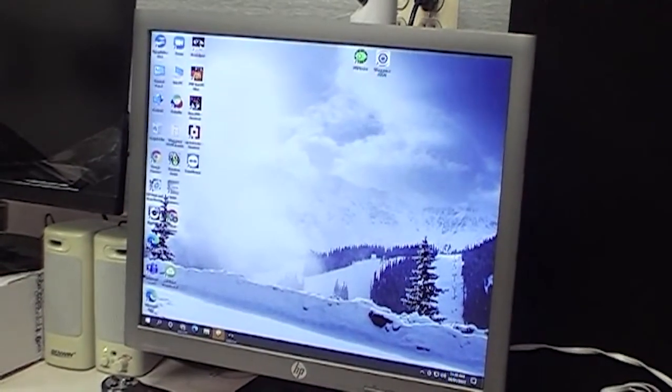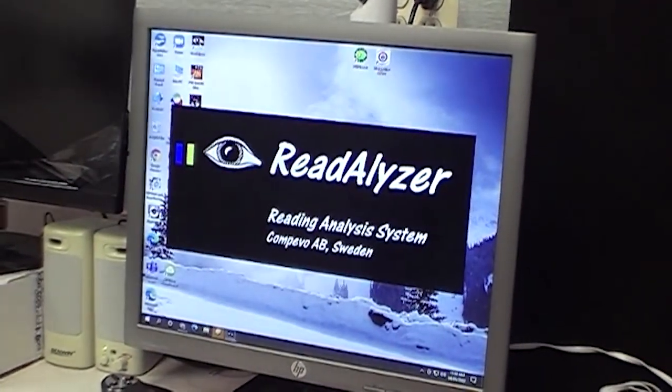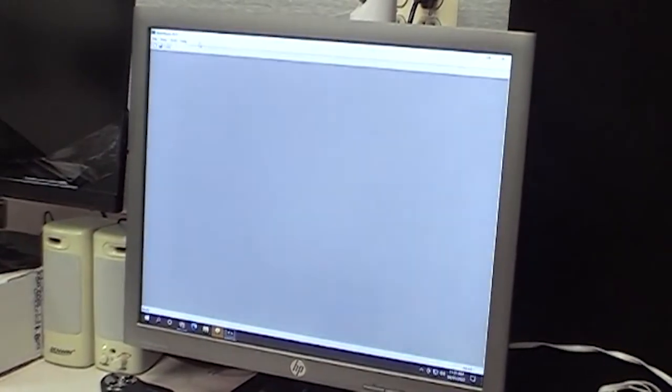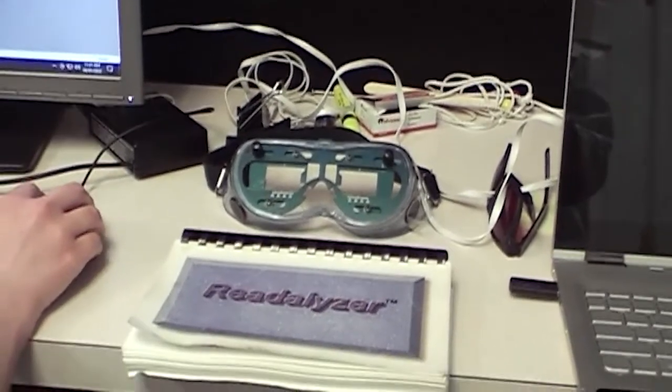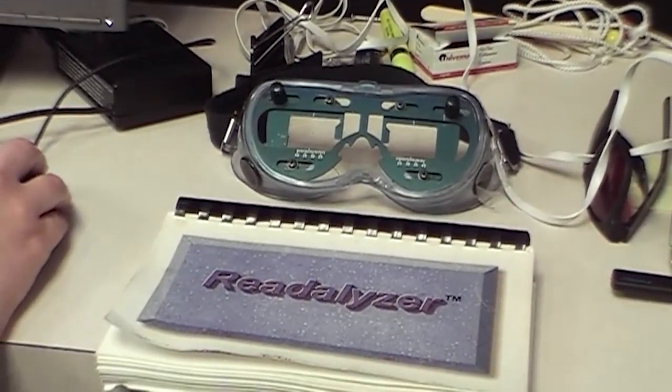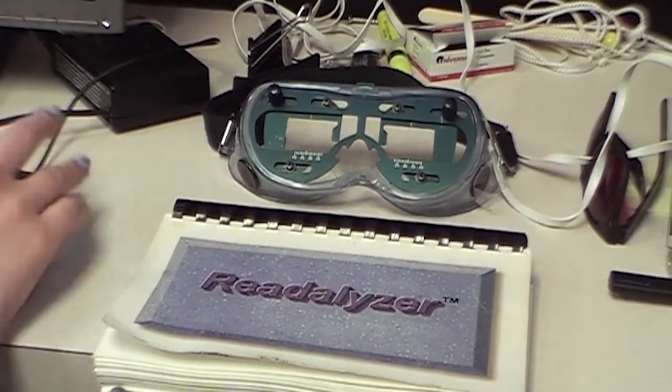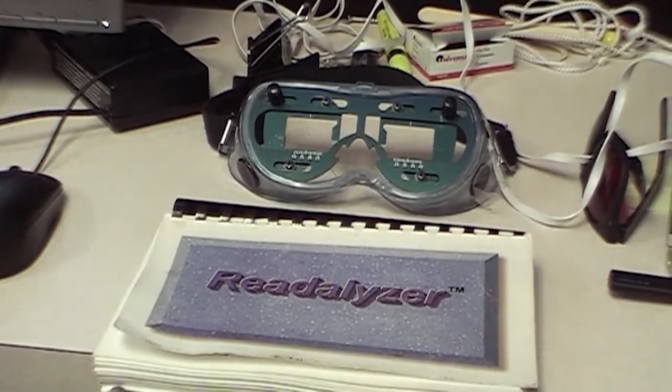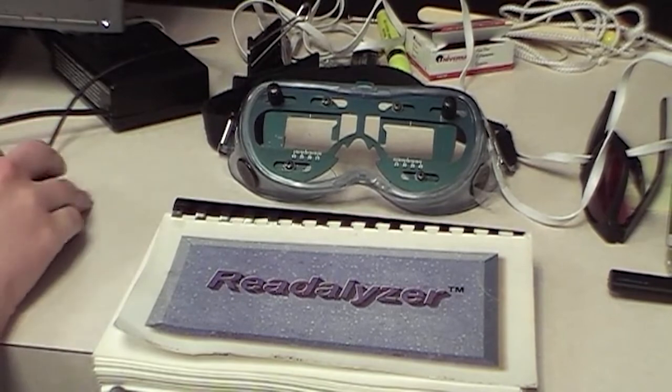The next test that we're going to be doing is called the ReadAlyzer. This is a special test that's done on the computer. And what we're going to be using is these special goggles, and this measures how somebody uses their eyes as they read, how they fixate, how they lock onto a word, and then how they jump to the next word.